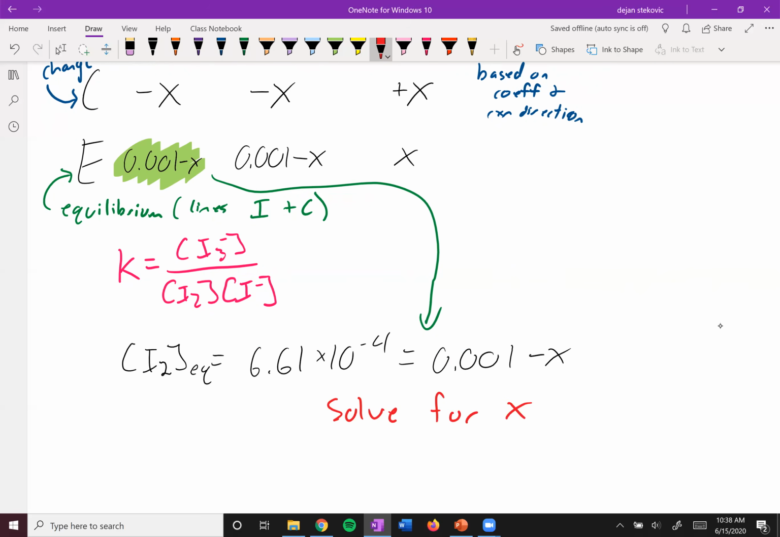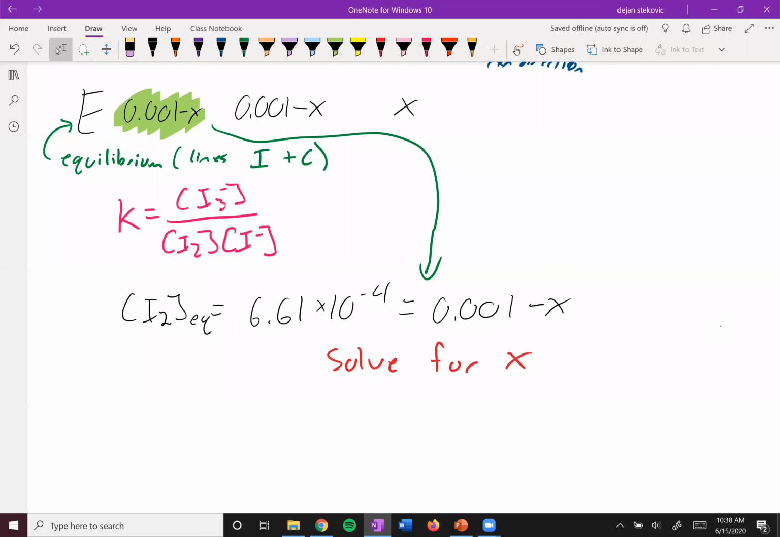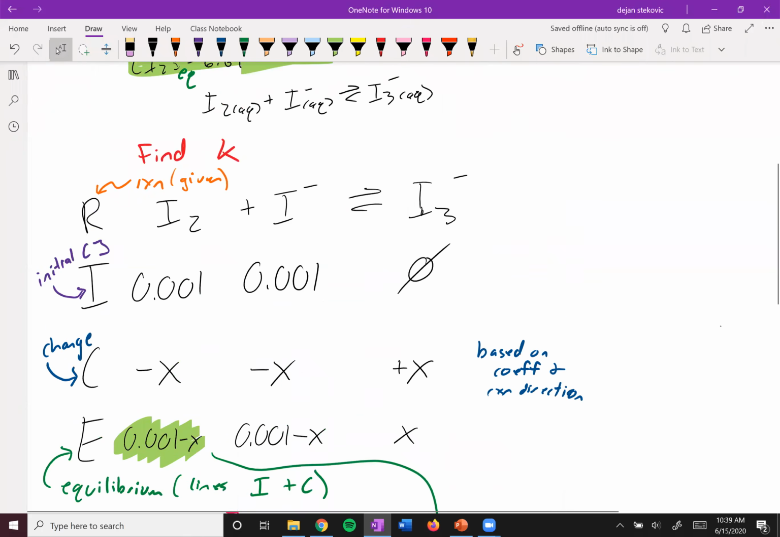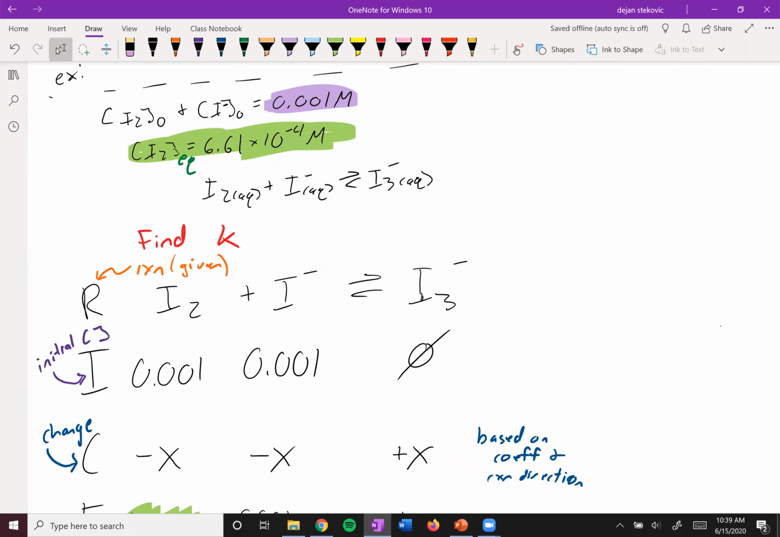Right? Add x to both sides and then subtract 6.61 times 10 to the negative 4. And then you can write that x is equal to 3.39 times 10 to the negative 4. Right? And so now we know what x is equal to, but we still don't know what K is equal to. And that's our final destination. We want to find K.